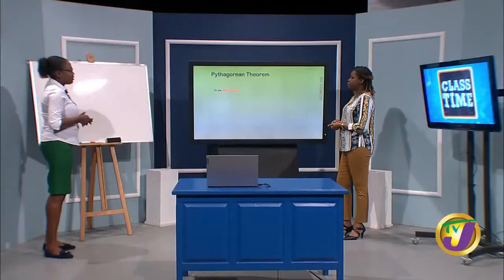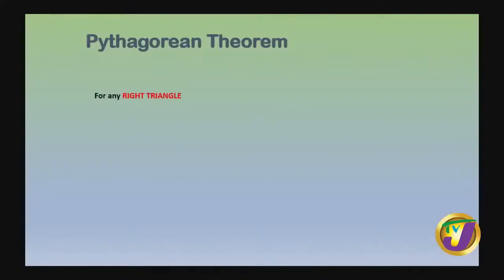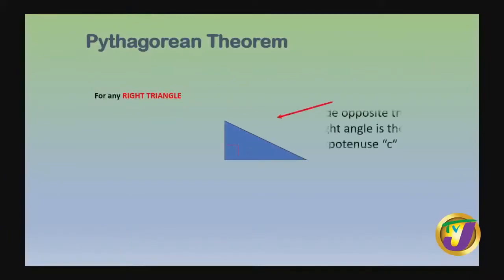So first up, the Pythagorean theorem, or some persons say Pythagoras' theorem. So what does it state? This should be known already. The side opposite the right angle is the hypotenuse, and as Nikisha said, it's always the longest side. That's usually labeled as C, but in this case, yes, it can be anything.